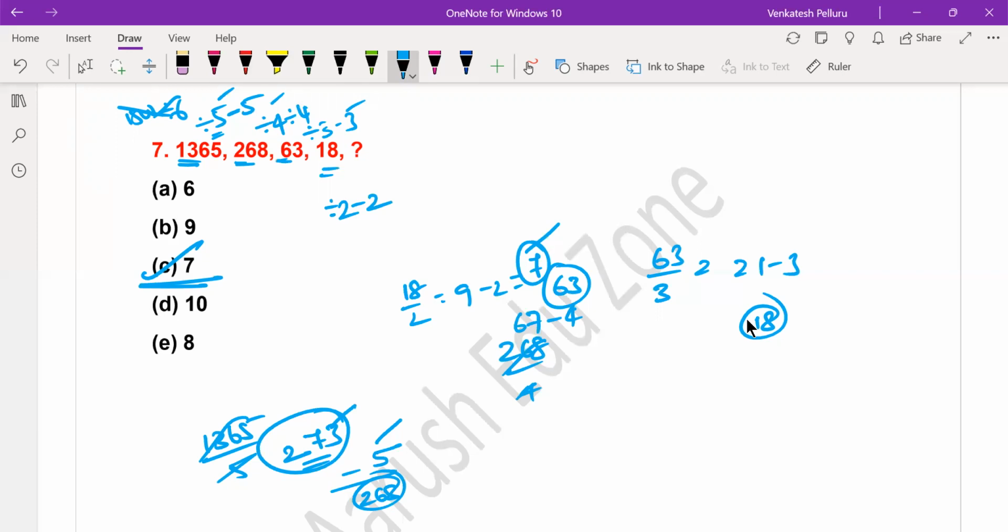So hope you understood the logic. Our logic, divided by 5 minus 5, divided by 4 minus 4.